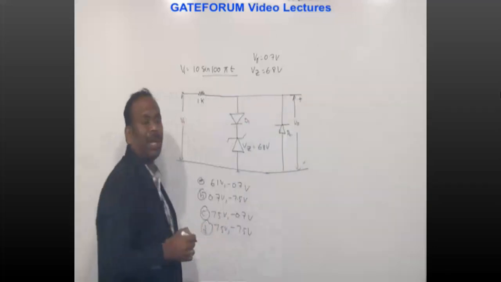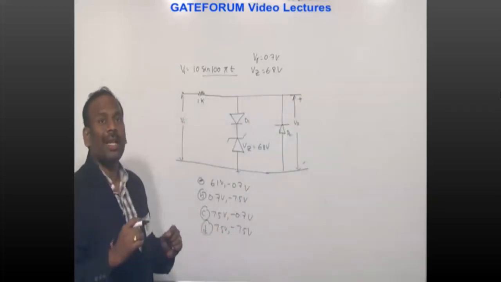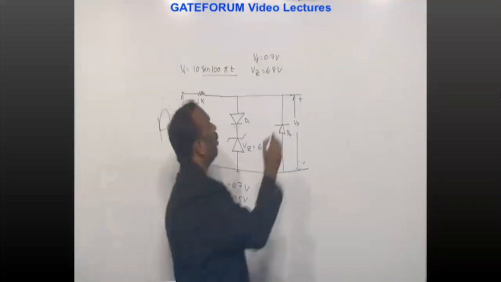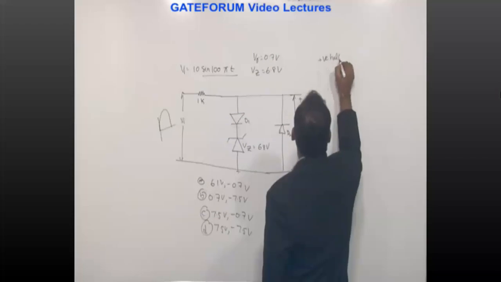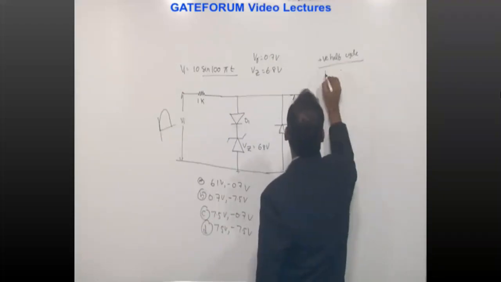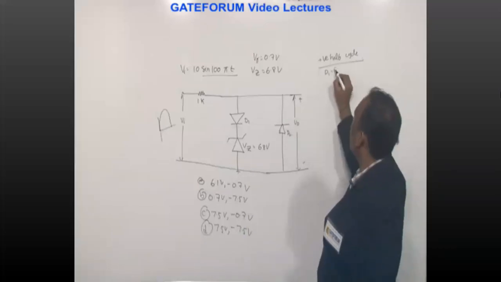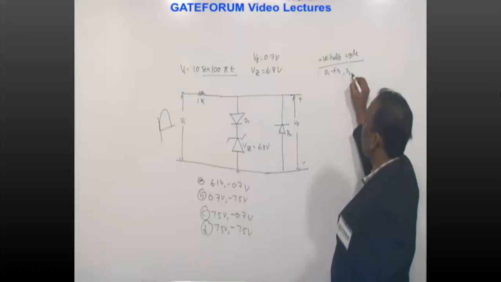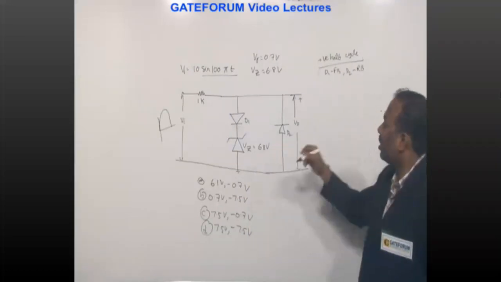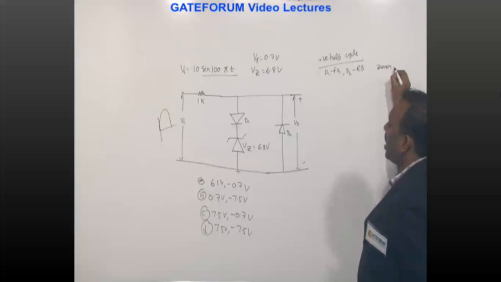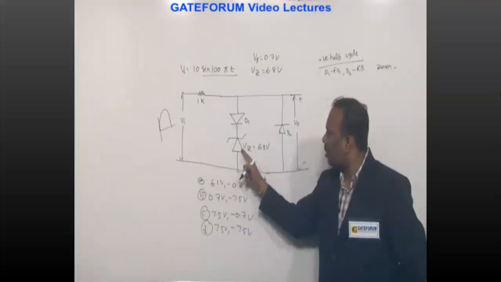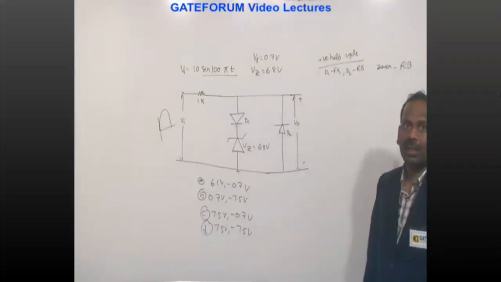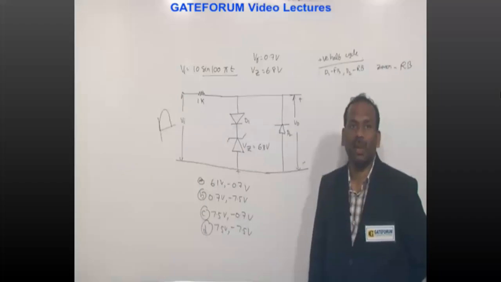It's a sine, that means the input is sinusoidal. Positive half cycle will be there, negative half cycle will be there. Consider the positive half cycle. Diode D1's anode is connected at higher potential, therefore it is forward biased. What about diode D2? Reverse biased. What about the Zener diode? Anode is connected to zero, cathode is connected to higher potential, therefore the Zener diode is also reverse biased.